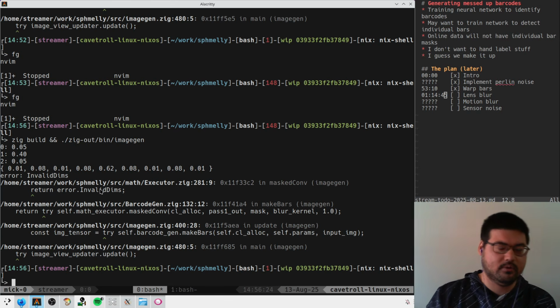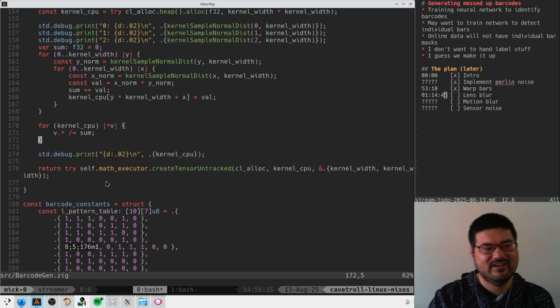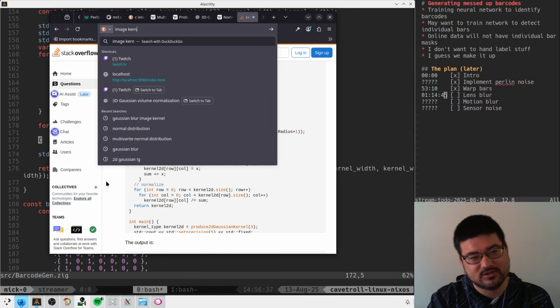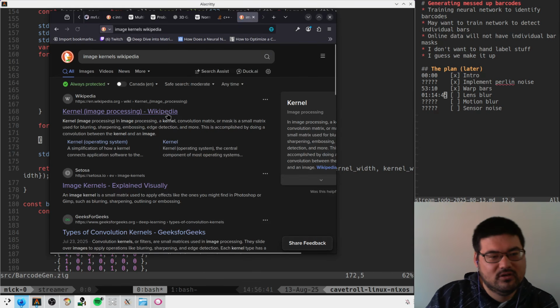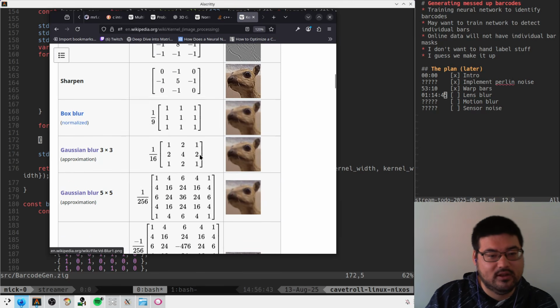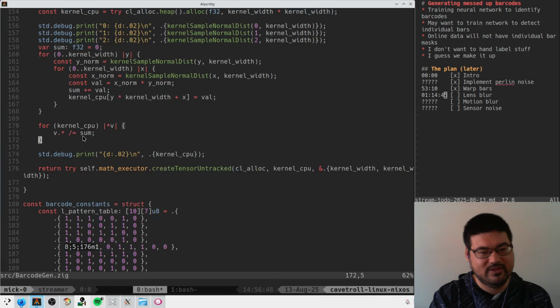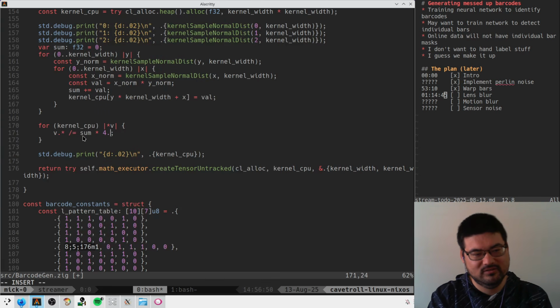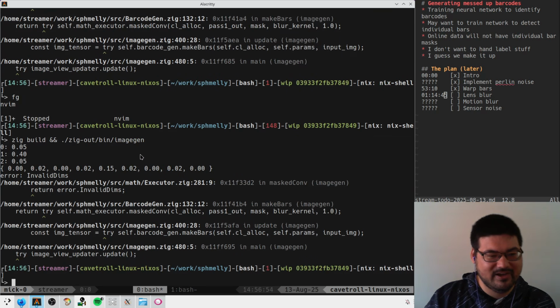So, does that look kind of right? Maybe. Can we look up image kernels? I've seen this on Wikipedia. Let's look at these, they have a 3 by 3. Can we multiply this by 4 and just see if the numbers line up?